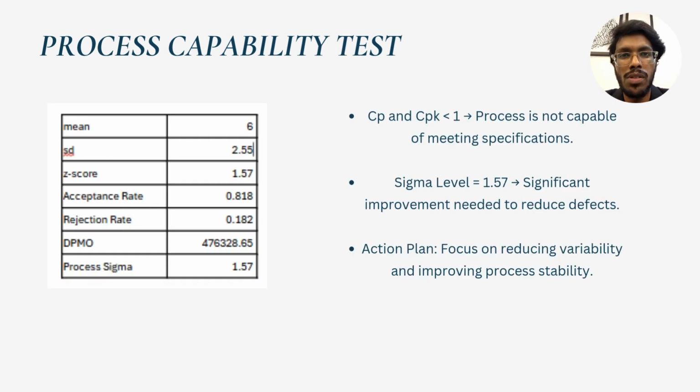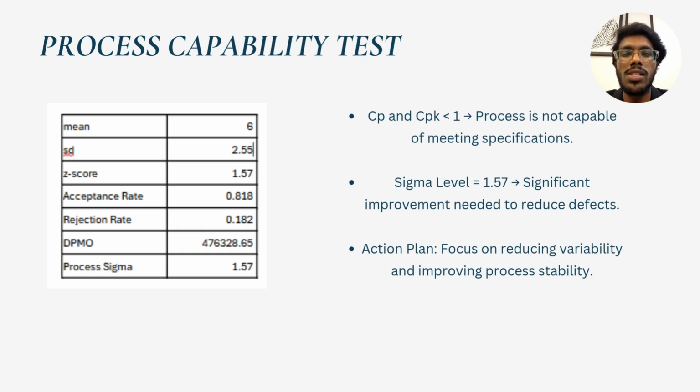So the findings from the process capability test highlight significant gaps in the current energy management process, with CP and CPK values both below 1. So the process is classified as not capable of meeting the desired specifications. The calculated sigma level of 1.57 further underscores the need for improvement, as it falls well short of the Six Sigma benchmark of 3.4 defects per million opportunities. This result indicates that the process lacks the precision and consistency necessary to achieve optimal performance.